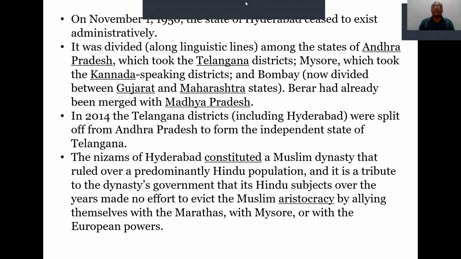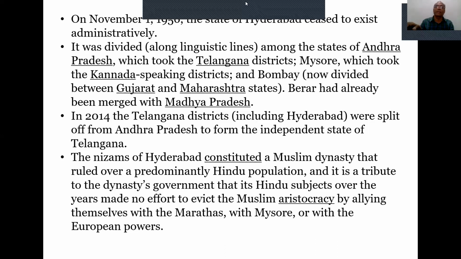So this is an important point. I just gave you 1 or 2 points which are connected to modern Indian history, and 1 point which is connected to contemporary history, as we are trying to understand the history of the princely state of Hyderabad. So the last point mentions very clearly that the natives, the local people, never supported the Marathas or the Mysores or the European powers to free themselves from the Muslim rule.